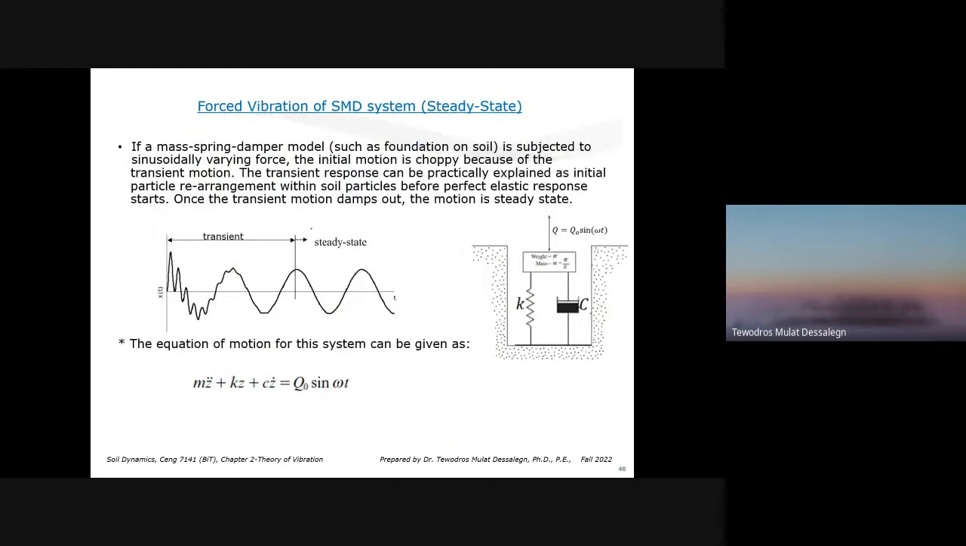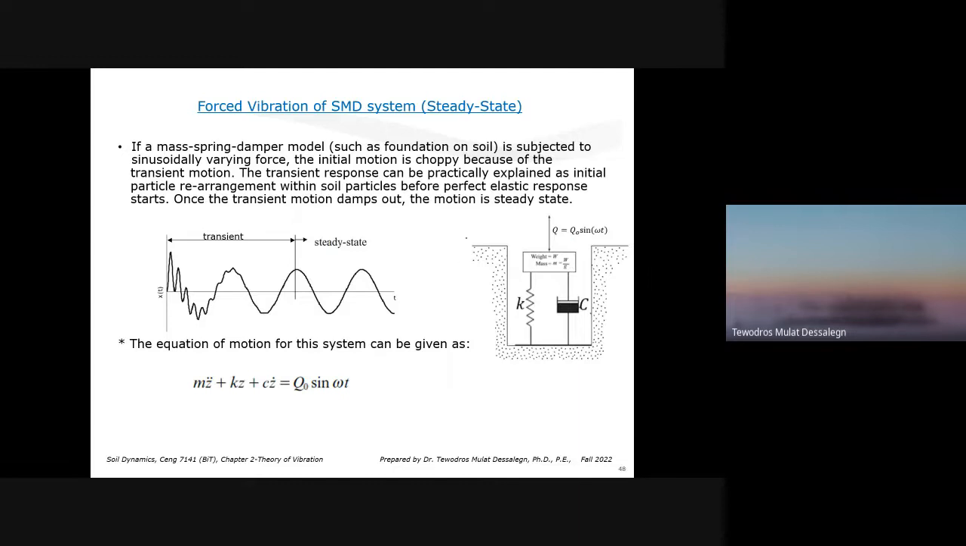And the final case is a forced vibration, which is a fourth case. A forced vibration of a spring mass damper system for a steady state condition. This is the most practical case. You have your soil represented by a stiffness K and damping C, and you have a mass of the foundation and also the mass of the equipment on it, or the input motion.